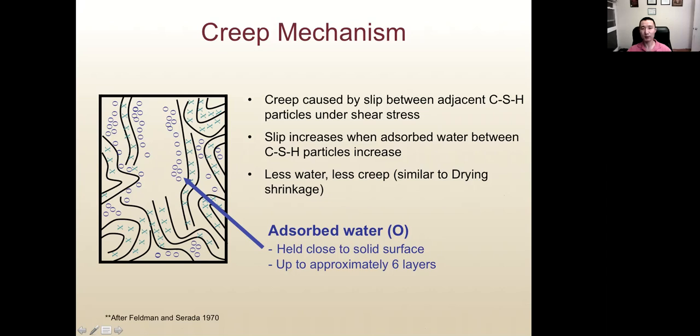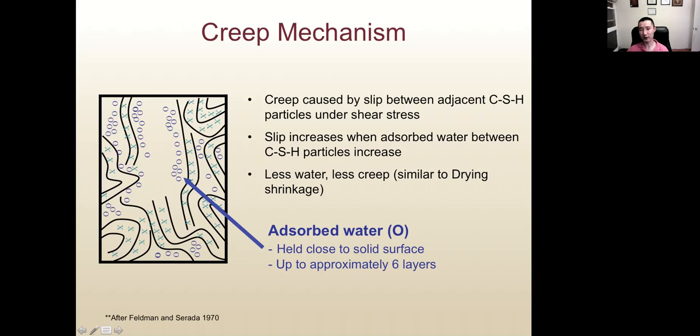And creep is caused by slippage between adjacent CSH sheets. Okay, the black lines are the CSH sheets. And this slippage will increase when we have more absorbed water between the CSH particles. Less water, we have less shrinkage.